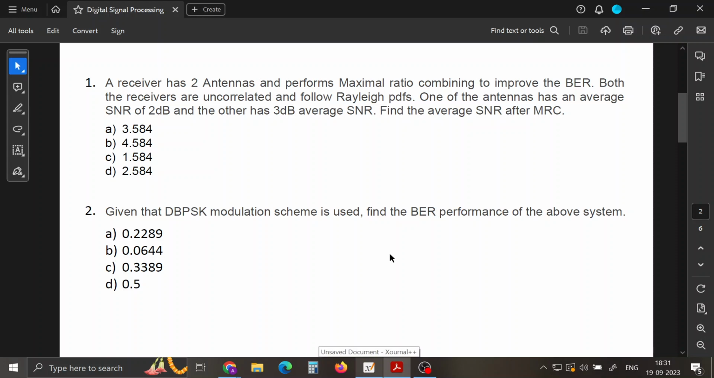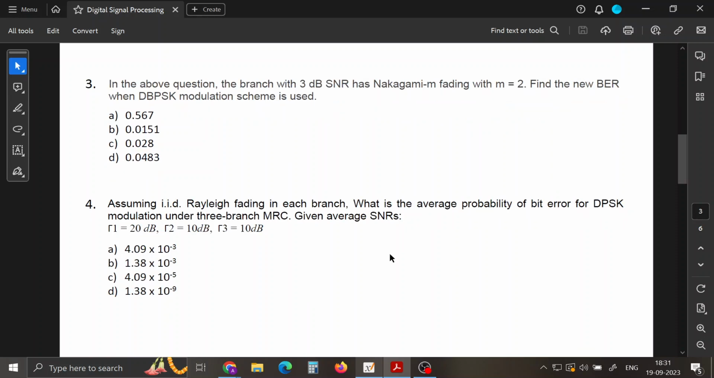So far we have just looked at questions, most of them formula based also. So the first two questions are pretty quick. Now, question number 3 is still the continuation of the first two questions only. So you see, in the previous question, the branch with 3 dB SNR has Nakagami M fading with fading figure small m equal to 2. Okay, this is now the new scenario.